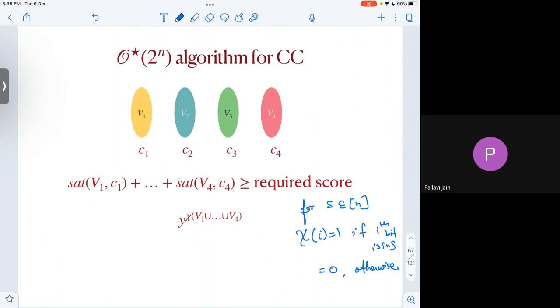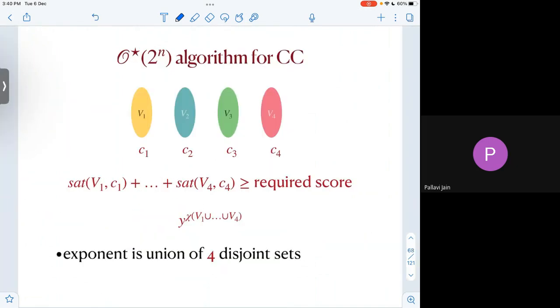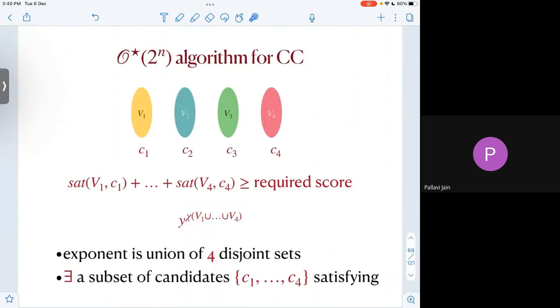Okay. So I will construct this monomial. Now what is the property of this monomial? You may say, why am I writing V1 union V2 union V4? I could just write union, right? But the property is that whatever this set is, it is a union of 4 disjoint sets. We should be able to partition it into 4 disjoint sets, and there exists a subset of candidates C1 to C4 satisfying this property.